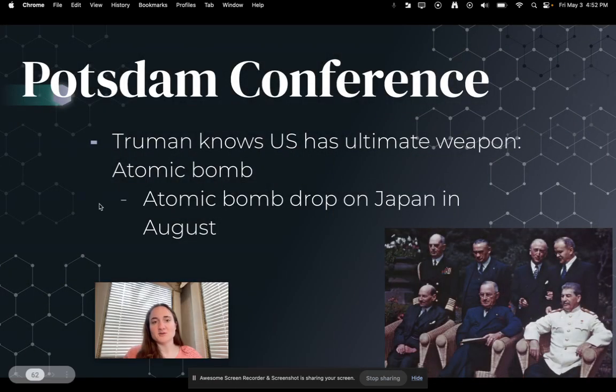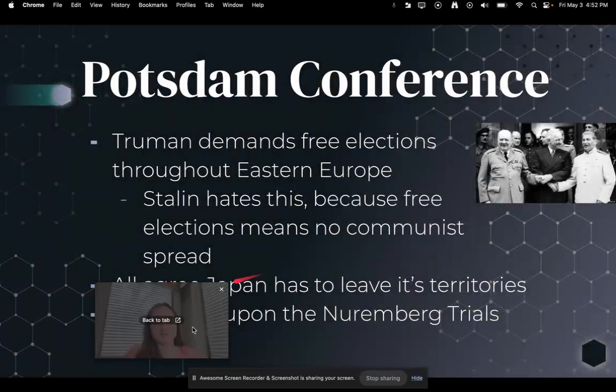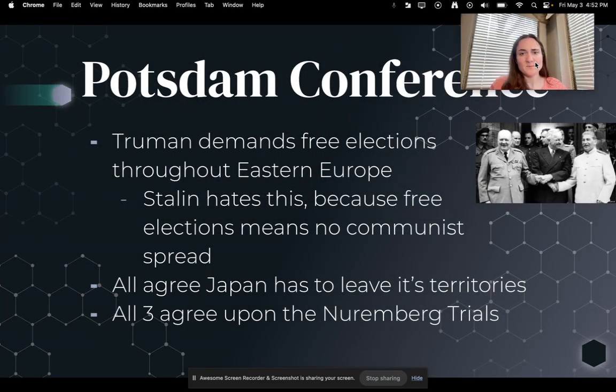During the conference, Truman knows that the U.S. had the ultimate weapon. They had the atomic bomb, but he didn't share that with anyone else, specifically with this dude right here, Stalin, okay? Because Stalin was also trying to make an atomic bomb at this point in time, but the U.S. made it first. And that would be the atomic bomb that would then drop on Japan in August.